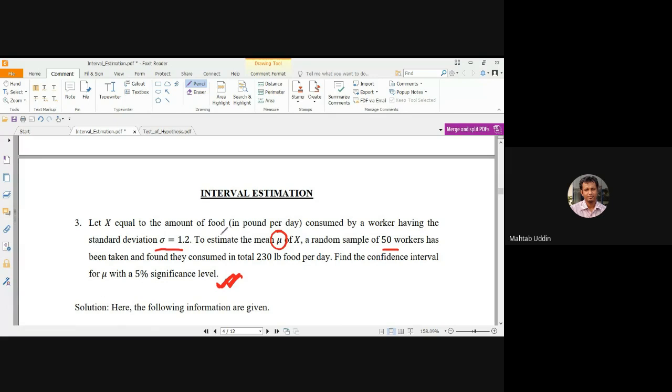Very close. May not define. May should be defined. You have to find the amount of food in pounds consumed by a worker, having standard deviation 1.2, mean is what is required. The sample is 50 workers, and they have been taken and found they consume 230 pounds of food per day. But this is total, so you have to calculate the mean.